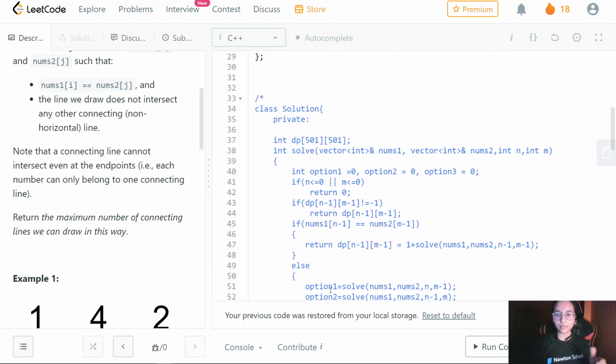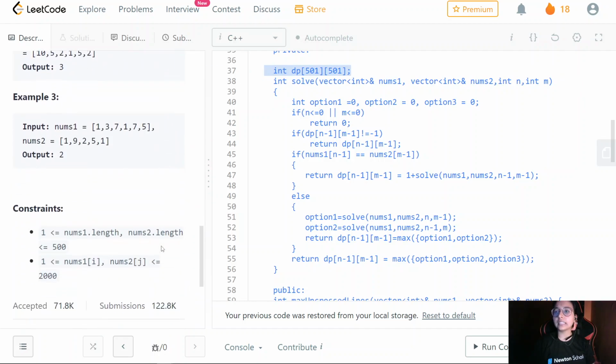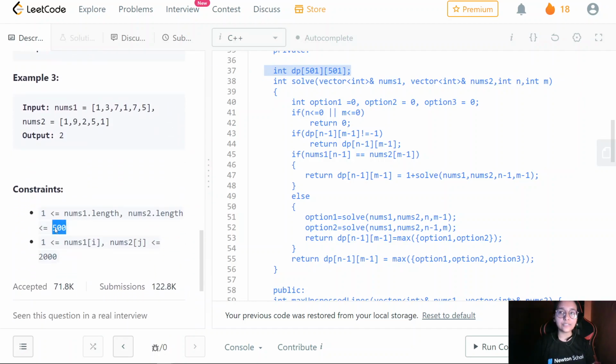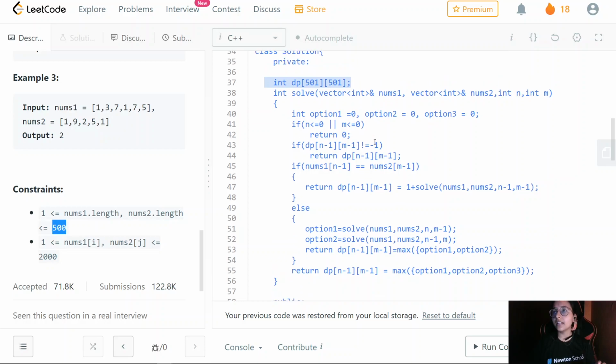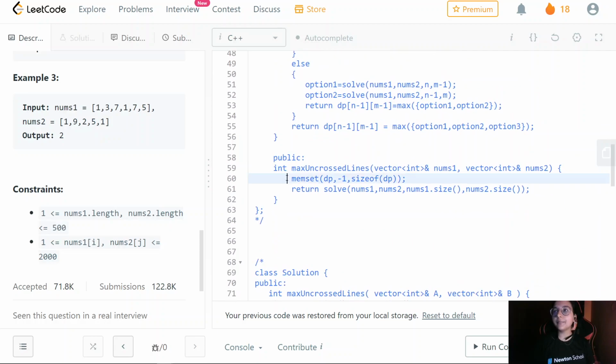Now comes the part about the memoization. In memoization we have taken a DP of 501 by 501 because of the constraint given to us, that we have at max 500 elements in nums1 and nums2, so we have taken one extra just for handling the base case. And let us first start from here.